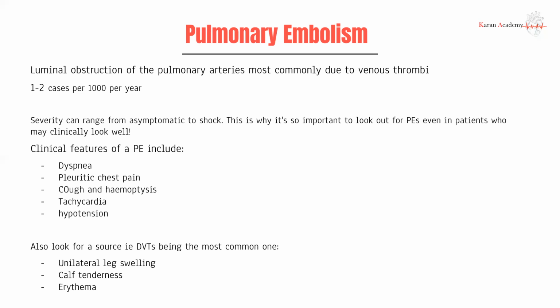You also want to look for a source, so where did the clot actually come from? Look for things like unilateral leg swelling, calf tenderness, and erythema, because they might have a DVT that's led to a PE. Now, one thing I want to touch on is the actual pleuritic chest pain. Why do they get pleuritic chest pain? And this is a question I found myself asking myself. That makes sense? Me asking myself.